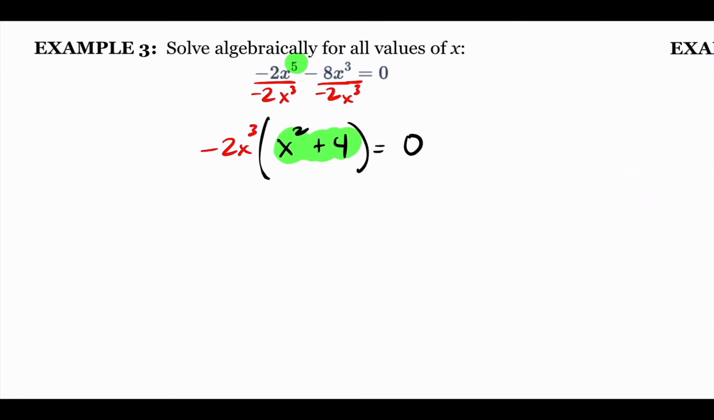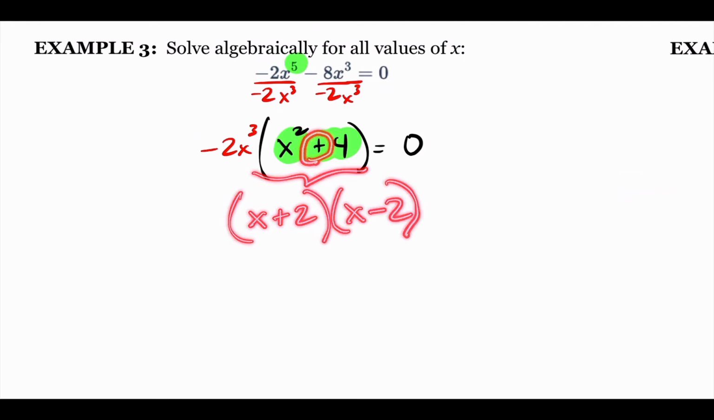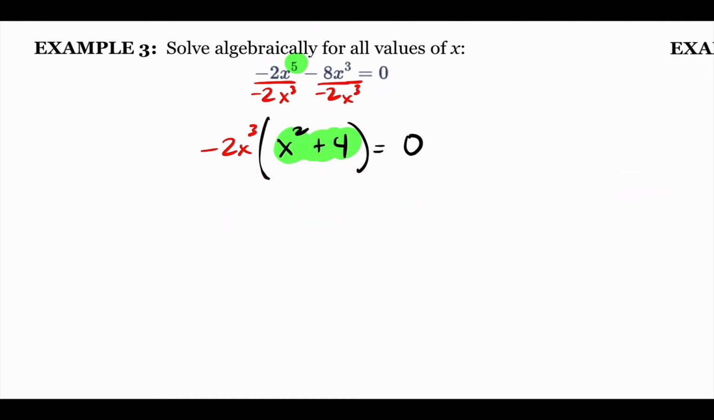But which part about it makes it not difference of squares? Yeah, the addition right there. If that was a subtraction, you would say x plus 2, x minus 2. But because it's addition, it's not. So what do we do? We don't do that step. You can't do that step.